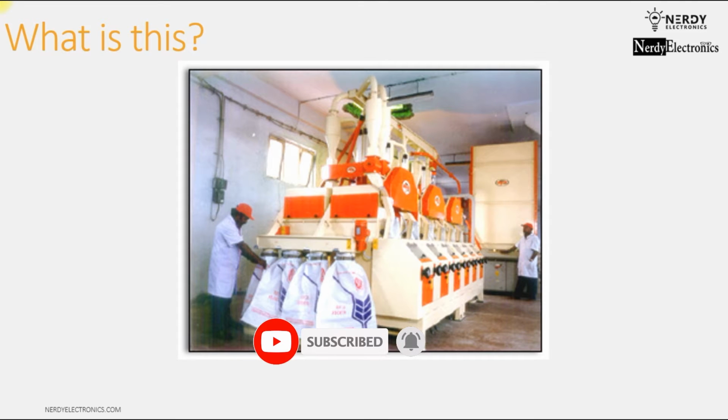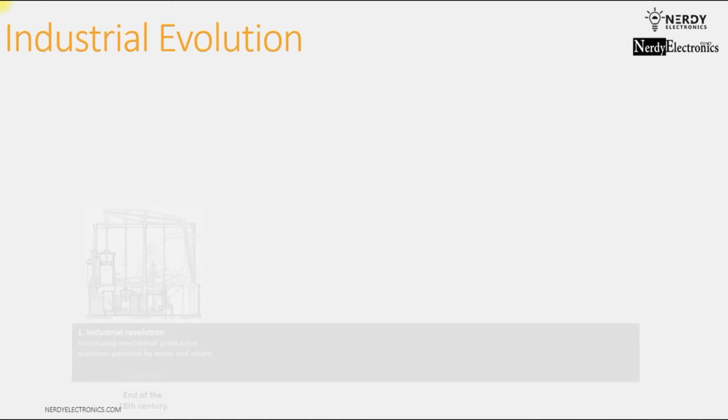And then what is this? This is again a mill, but mass production. You are doing lots of production at the same time through electricity and automation. So industry 4.0 is what we are going through presently, and since it is industry 4.0, it's natural to assume that there were three more industrial revolutions in the past. So what were the three industrial revolutions?